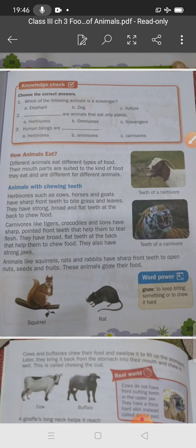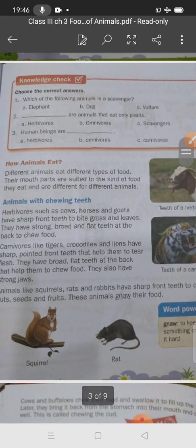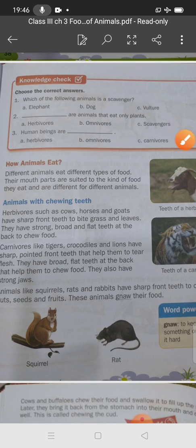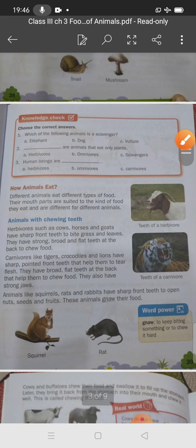So which of the following animals is a scavenger? Yes students, vulture. Which animals eat only plants? Yes students, herbivores. And are human beings herbivores, omnivores or carnivores? Yes students, omnivores. So students, in this lecture we will discuss how animals eat.